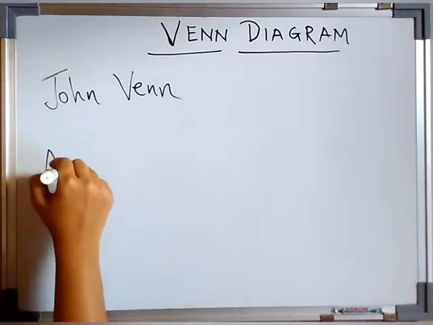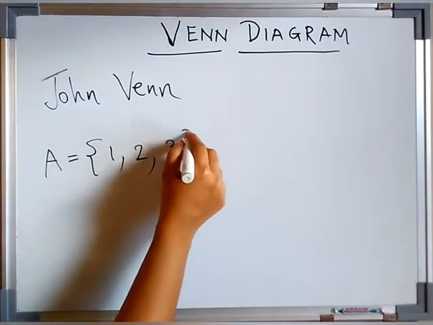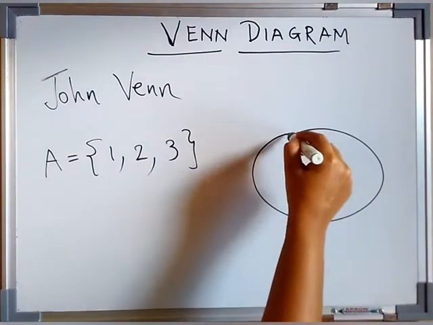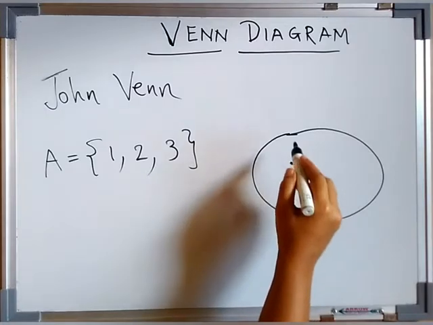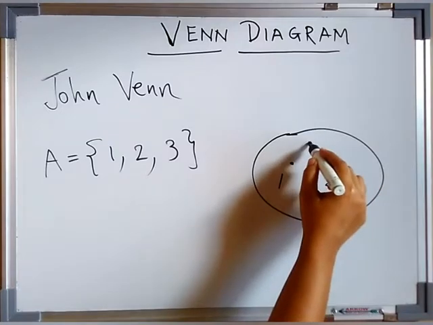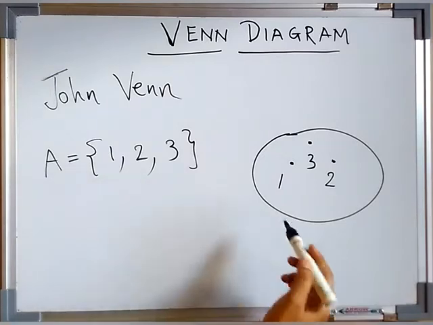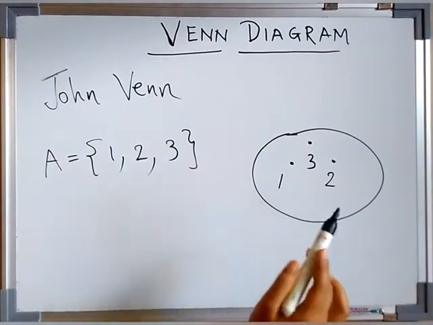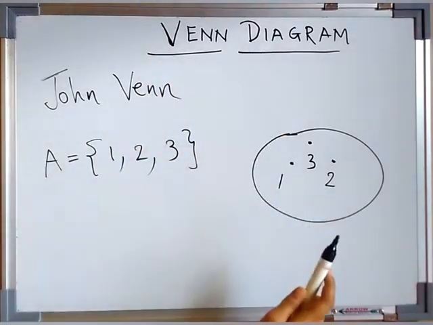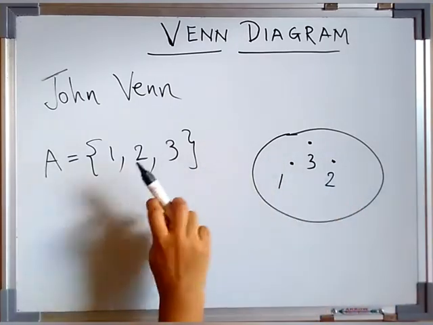For example, consider the set {1, 2, 3}, the set of the first three natural numbers. So he used some geometrical figure to represent this set. A closed figure, with 1, 2, and 3. And such representations of a set were named after him as Venn diagrams. It's a very simple concept. We just have to use closed figures to represent a set.